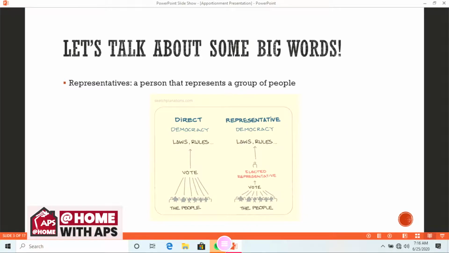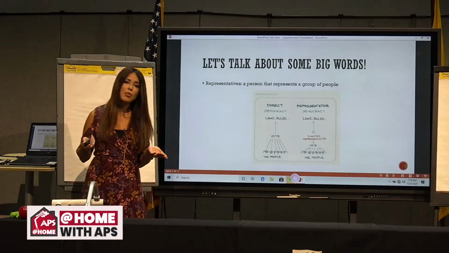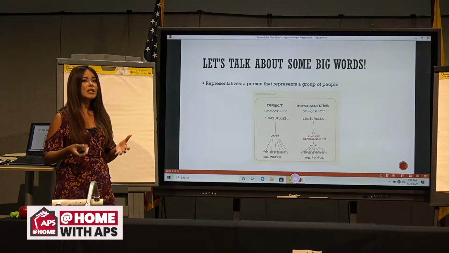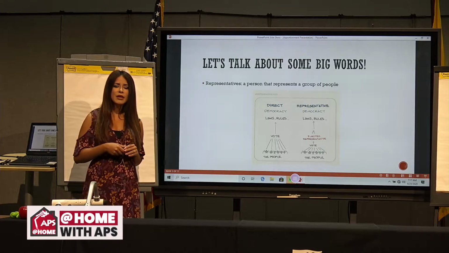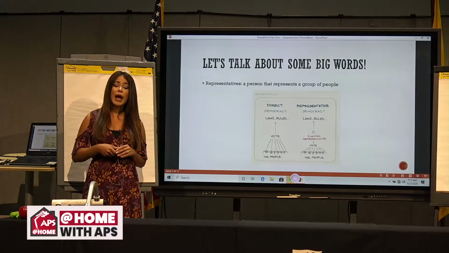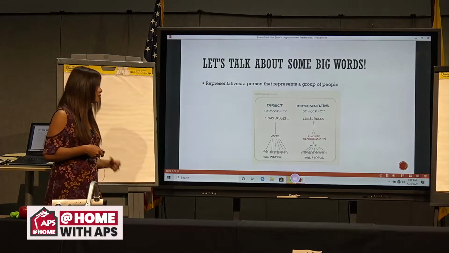So, let's talk about some big words, and the word apportionment is going to come back again so that you all know what it means. The first big word is called representative. A representative is a person that represents a group of people. So, one person is chosen. We vote for people for our government to represent a large group of people. Did you know, boys and girls, that every representative that we have in New Mexico actually represents 700,000 people?